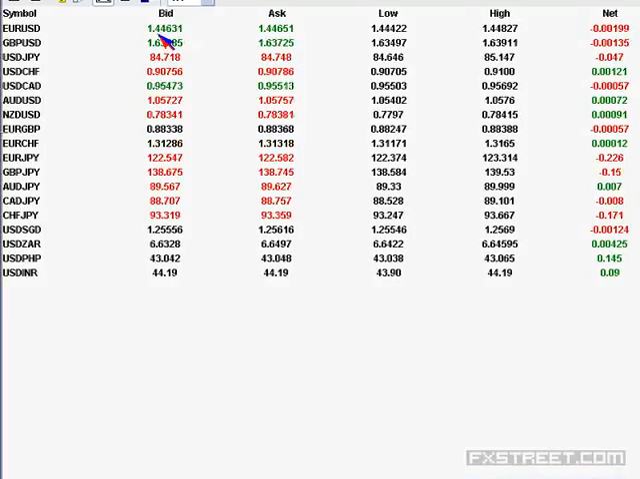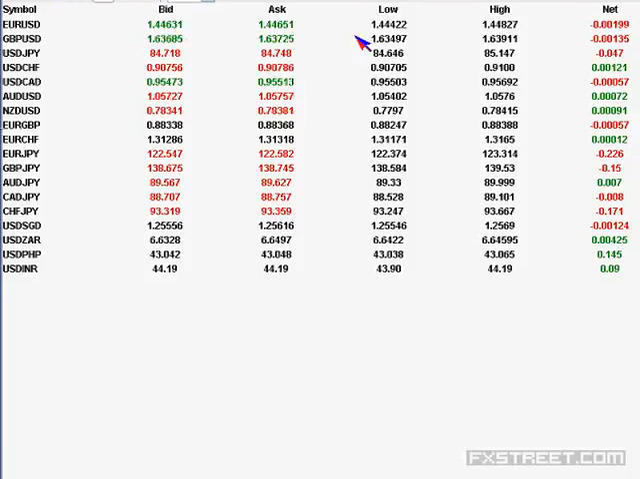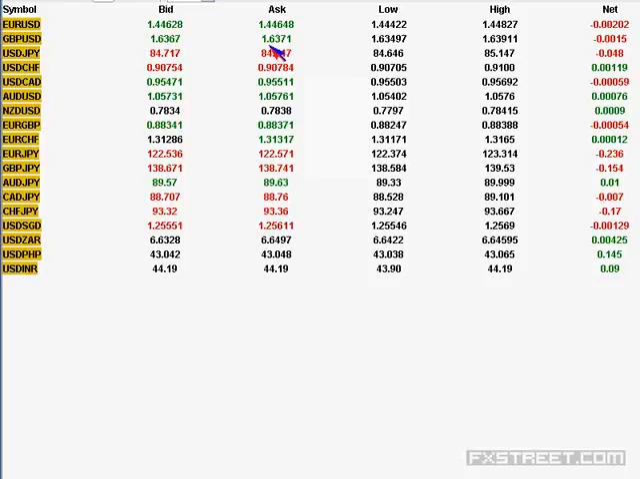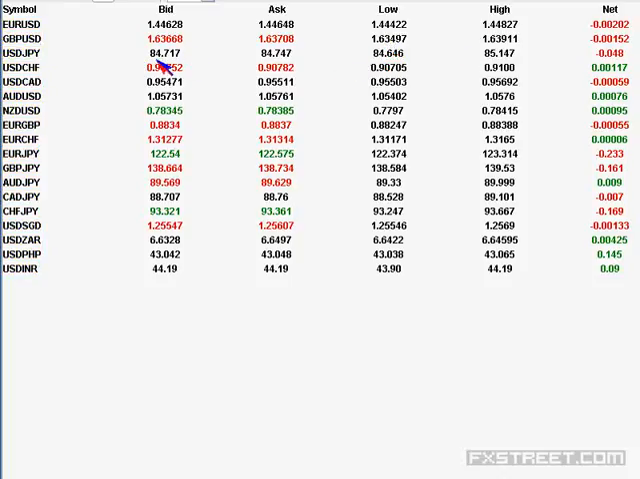Euro is trading around 1.4463, 1.4465, 1.4442 is the low, 1.4482 is the high, and 20 pips negative net change is seen. Similarly, GBP is showing 15 pips negative net change, and it is trading around 1.6366, 1.6371, 1.6349 is the low, 1.6391 is the high. So Euro and GBP are staying in the middle level without breaching the low or the high from that of 3:30 GMT. And in the case of Yen, 84.71, 84.74 are the current levels.